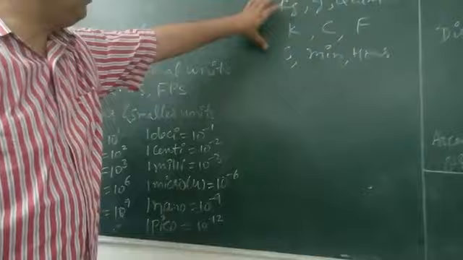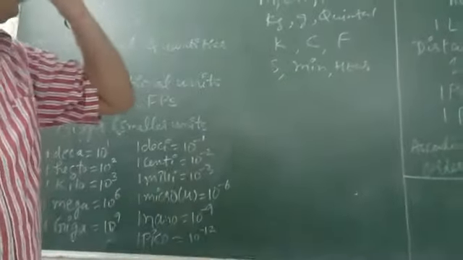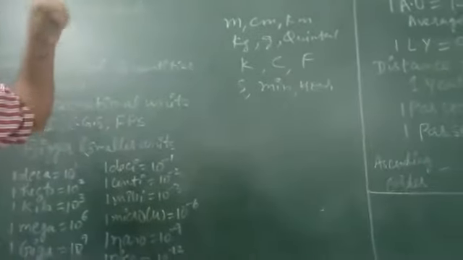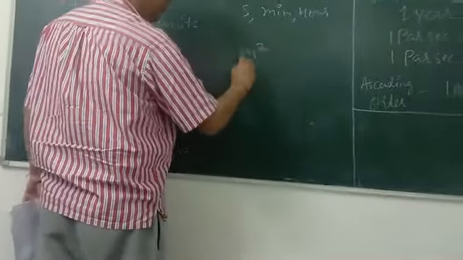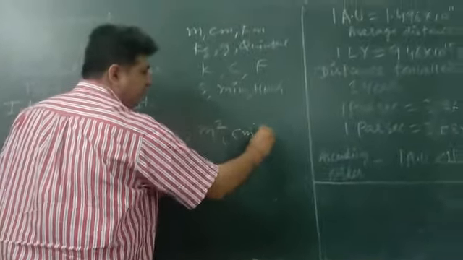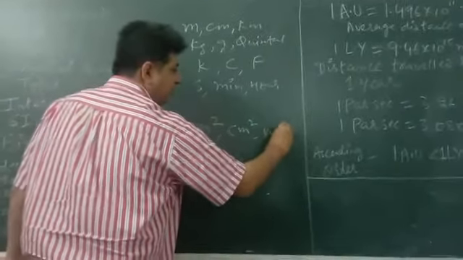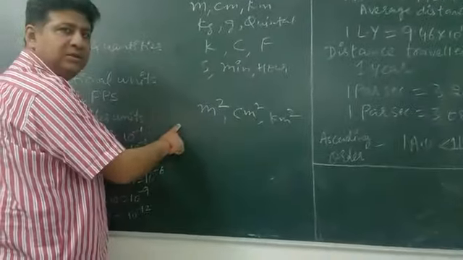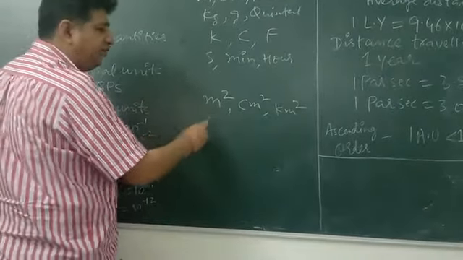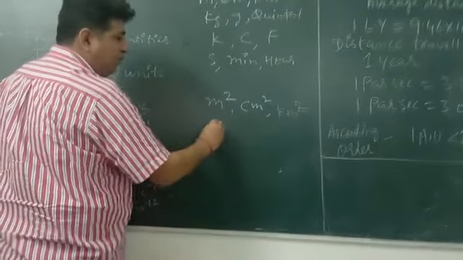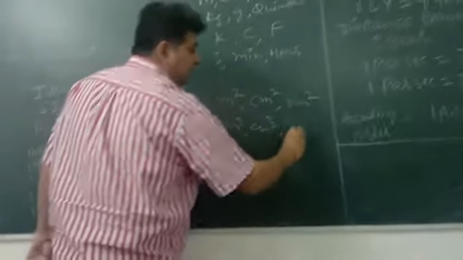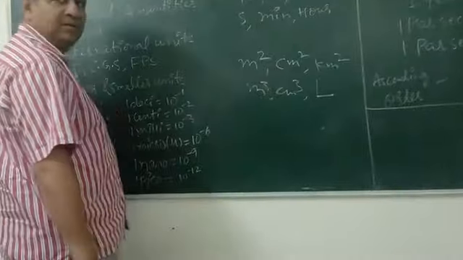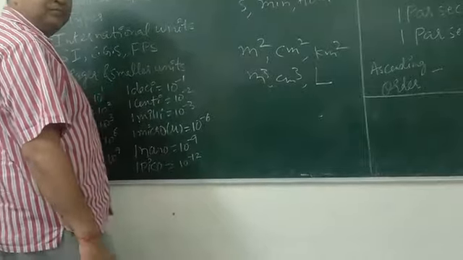All these units which are used to measure fundamental quantities are called fundamental units, and the units which are used to measure derived quantity like meter square for area, centimeter square for area, kilometer square for area are called derived units. We may have for volume meter cube, centimeter cube, then we have liter. Okay?